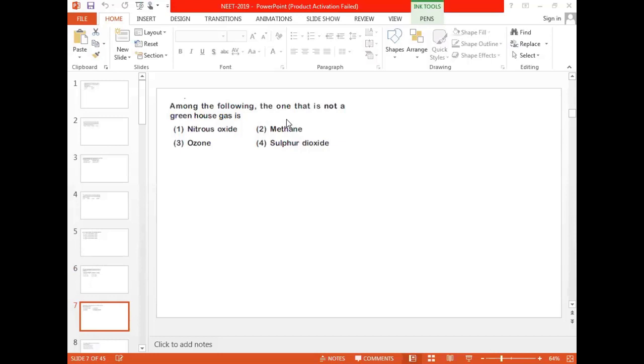Kavya, read this problem, Ra. Among the following, the one that is not a greenhouse gas. Yes, which one is not a greenhouse gas, Ra? Ozone, sir. Ozone is a greenhouse gas, Ra. Which one is not a greenhouse gas, they are asking. Methane also. Sulfur dioxide, very good. Sulfur dioxide is not a greenhouse gas. Remaining all are greenhouse gases only.